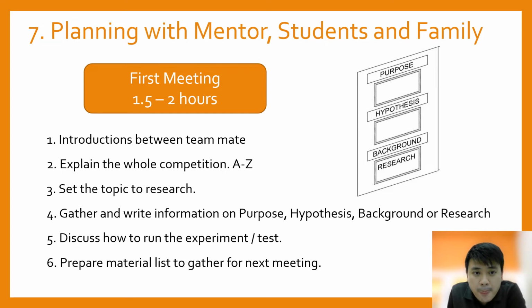All right. Now this will be the next agenda: the planning with mentors, students, and family. I know it's a bit difficult to gather all the students and mentors at the same time. So try your best. I set 4 different meetings with 4 different timings. This is the first meeting. My suggestion for the duration is 1.5 to 2 hours. If the children can gather for longer hours, then you can combine the first and second meetings, and so on.